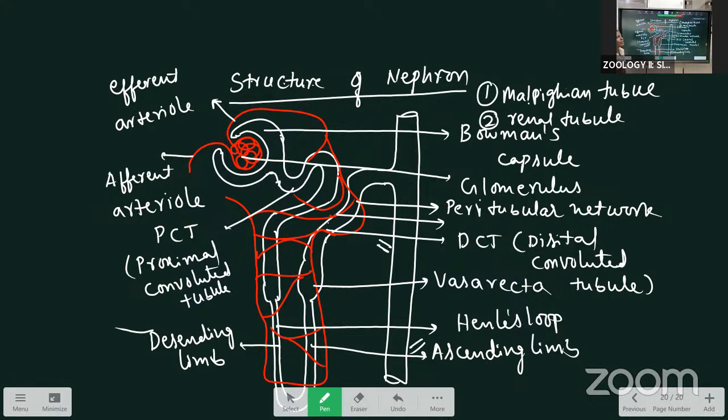I will change the screen. Afterwards, I will explain, taking first the Malpighian corpuscle. Which one is present? First, the Malpighian corpuscle.